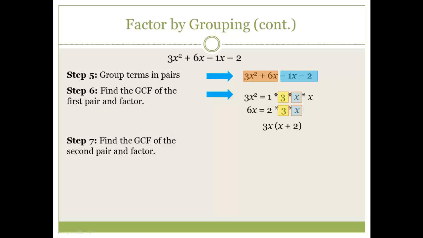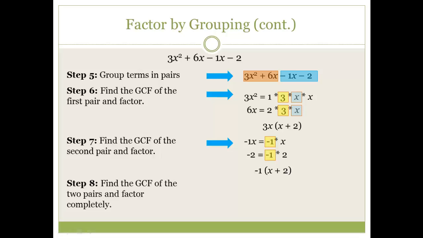You'll do the same for the second group, -1x minus 2. Find the factors of -1x, which is -1 times x. Find the factors of negative 2, which is negative 1 times 2. Find the numbers they have in common, which is just a negative 1. Factor negative 1 out of the second group. You'll have negative 1 outside of parentheses and x plus 2 in parentheses.